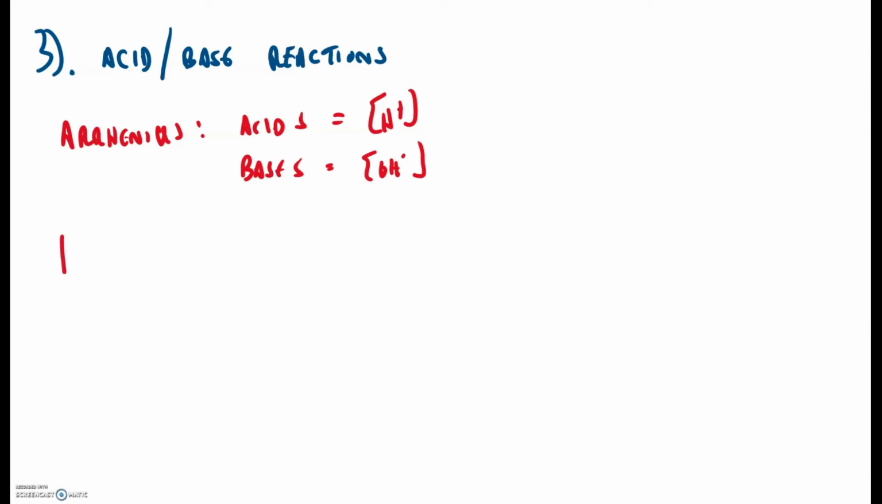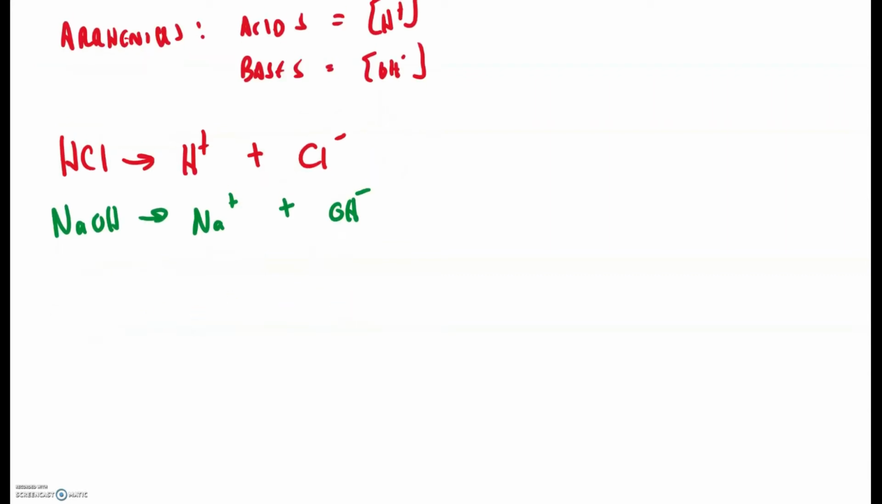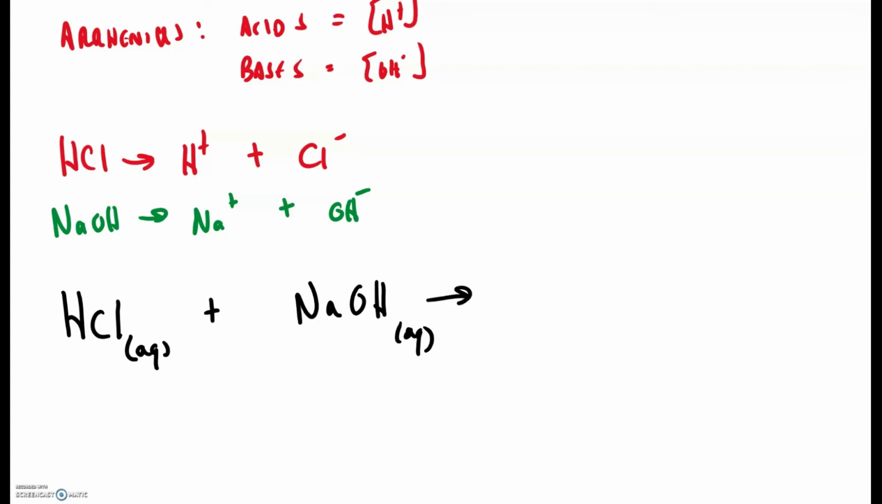You know this because you know HCl, when you put it in solution, dissociates into H plus and Cl minus, and you know that NaOH, when you put it in solution, dissociates into sodium and hydroxide. Well, what happens if we put them together? HCl and NaOH, and we know these are aqueous solutions. We know they both dissociate. Well, what's going to happen? Do you guys remember this? A double displacement reaction.